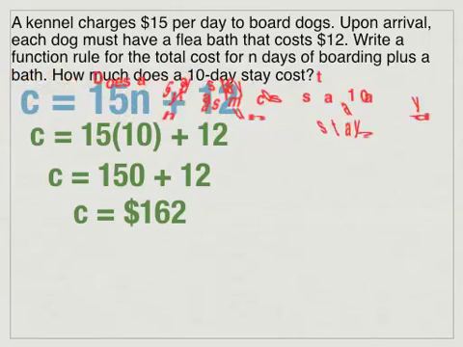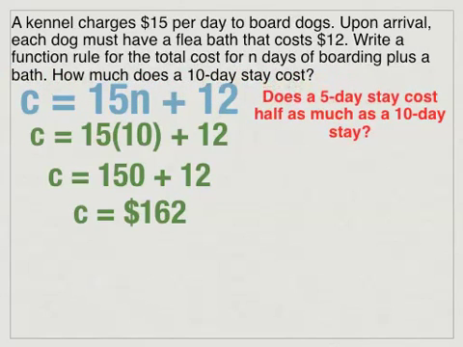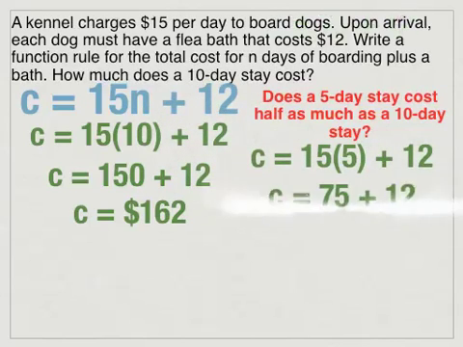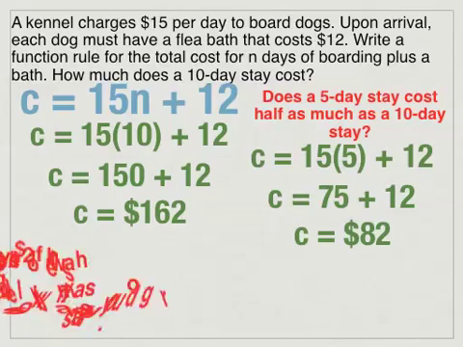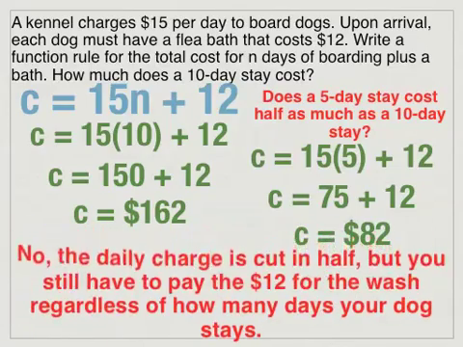Now my next question is, does a 5-day stay cost half as much as a 10-day stay? You can find this by plugging in 5 for N. So we could do 15 times 5 plus 12. 15 times 5 is 75 plus 12 is $82. Now notice 162 and 82. 82 is not half of $162. So the answer is no, it is not half the cost.